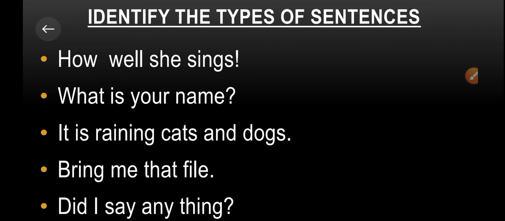So let's see. First is how well she is. It's an exclamatory sentence. What is your name? So the question starts with WH and ends with a question mark. So it's an interrogative sentence. It's raining cats and dogs. It's just a statement. Bring me that file. It's an imperative sentence.